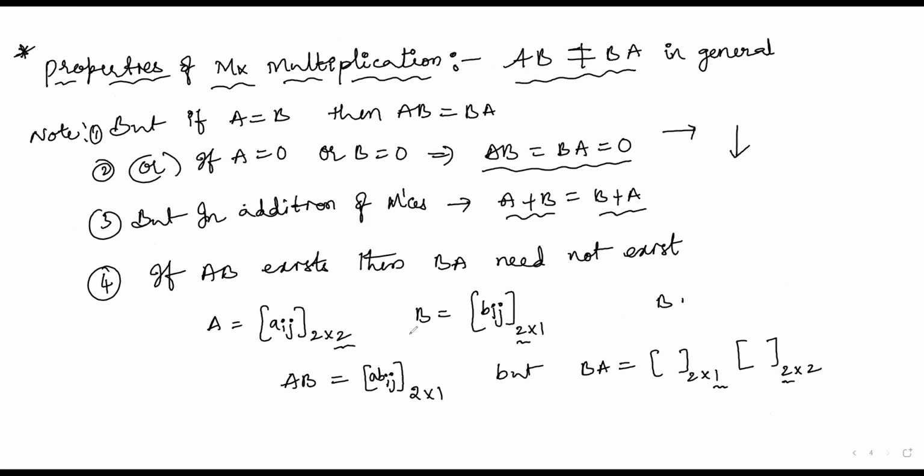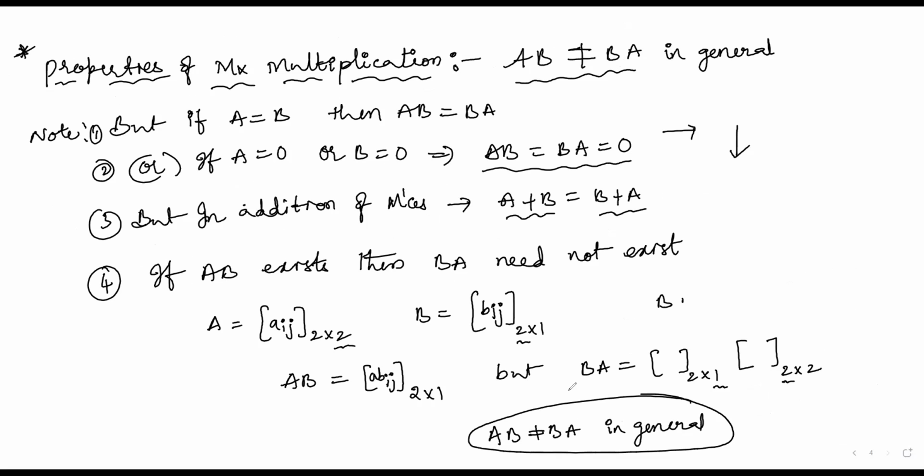So this is important. If AB exists, you can't say AB equal to BA. What you can say is AB is not equal to BA in general. You should mention in general. Generally it's not possible, but in some cases it is.